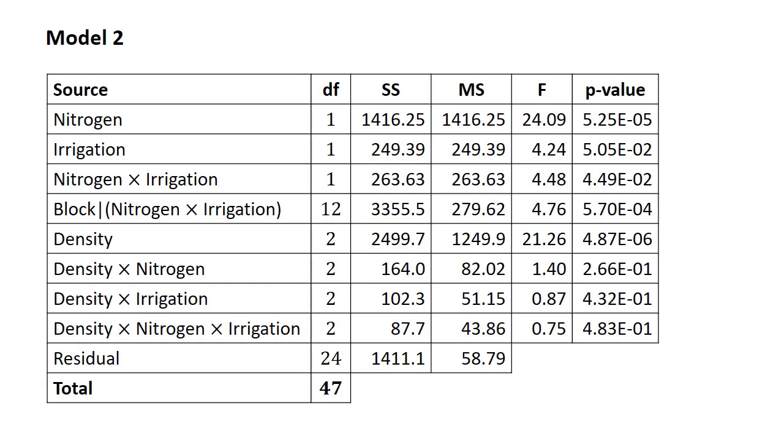This is the ANOVA table for Model 2. At the 5% significance level, we can conclude that the highest order interaction of density by nitrogen by irrigation and the second order interactions of density by nitrogen and density by irrigation are not significant. So we can conclude that there is a significant effect of density. The second order interaction of nitrogen by irrigation is significant. So we cannot make any conclusion about the main effect of nitrogen and irrigation.